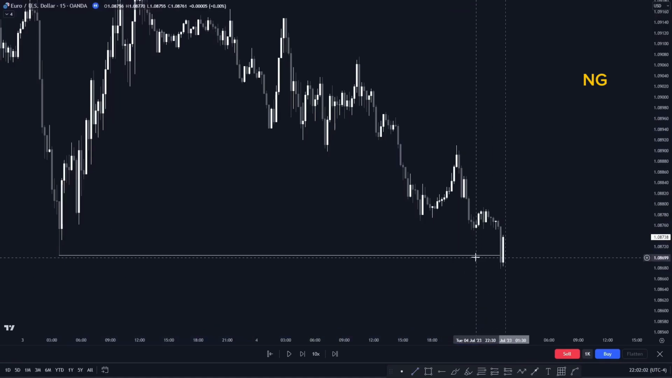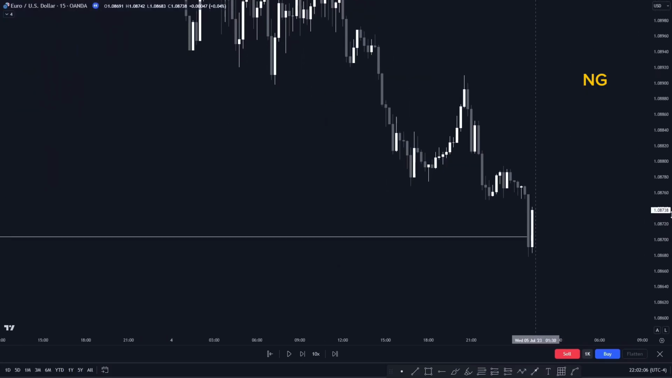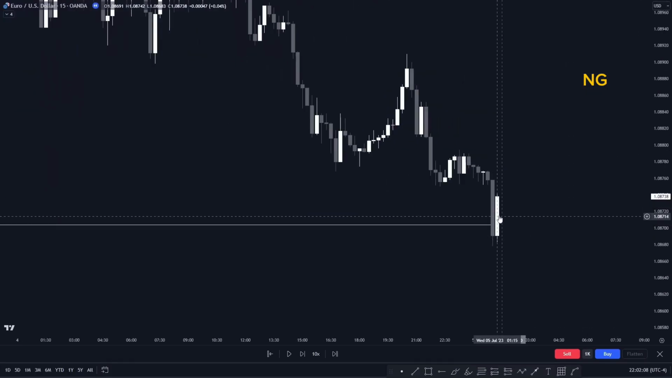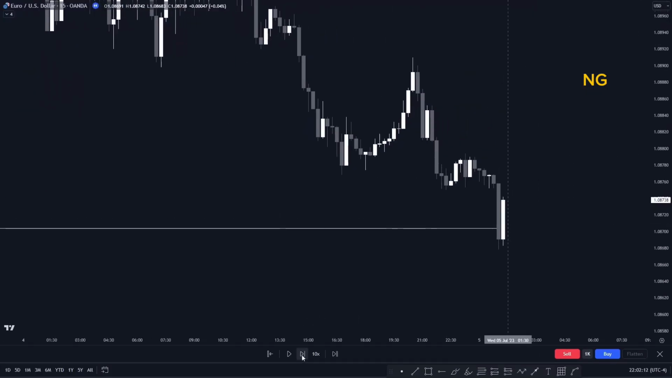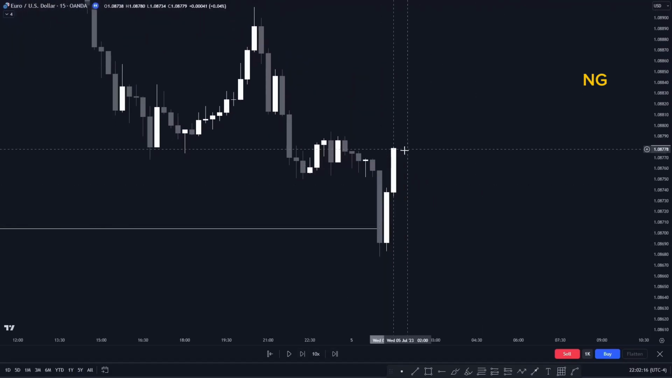Okay, so we have a sweep here, and now we're only waiting for a displacement to happen. We kind of have a displacement now, but this is still not enough. So I'll play one more, and we can see that there's a kind of a displacement to the upside. Where is my structure? It's right here.